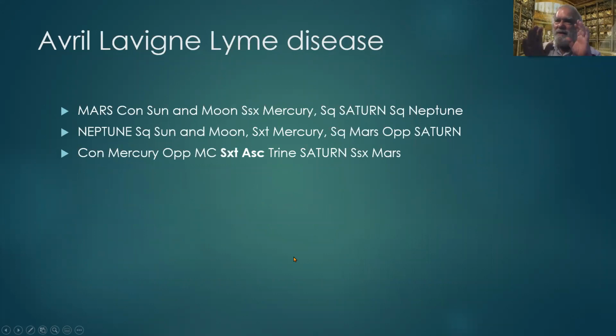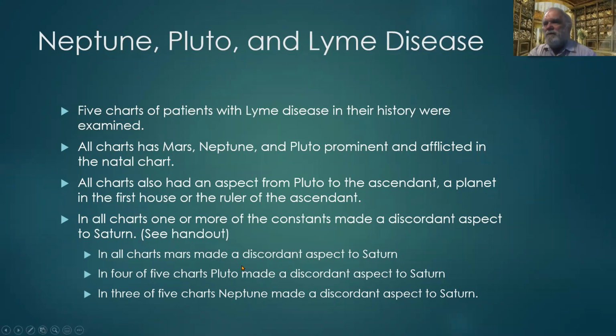Now, I only have 5 samples. We can't call it a constant yet, right? But that's what we might look for in research. In 4 of the 5 charts, Pluto made a discordant aspect to Saturn. In 3 of the 5 charts, Neptune made a discordant aspect to Saturn.